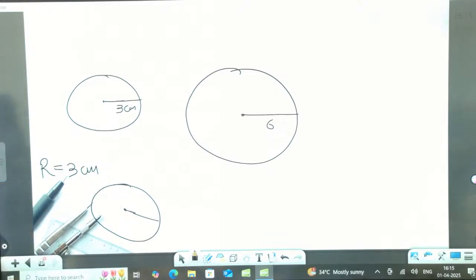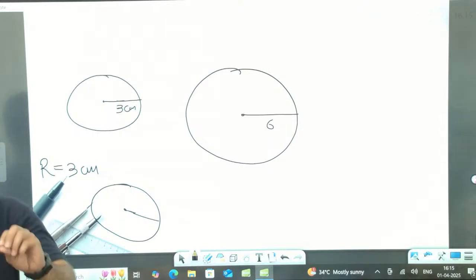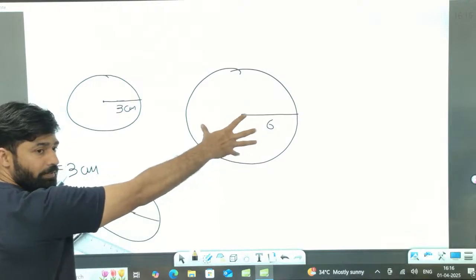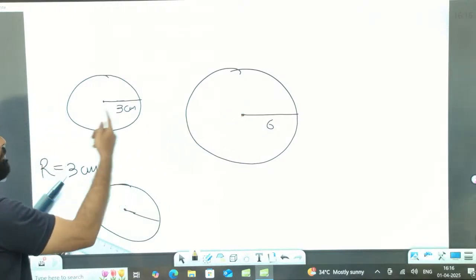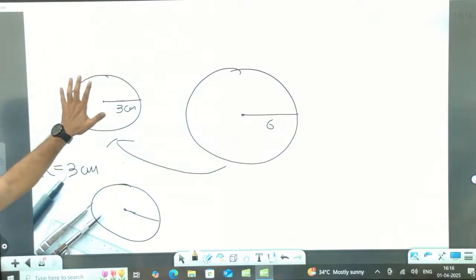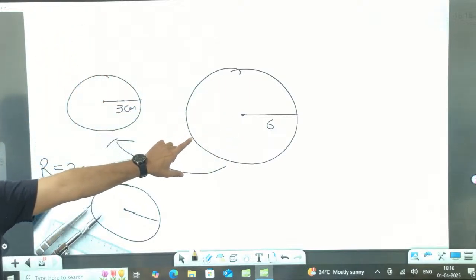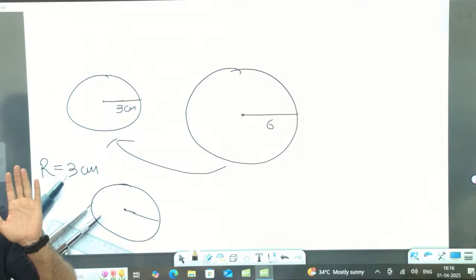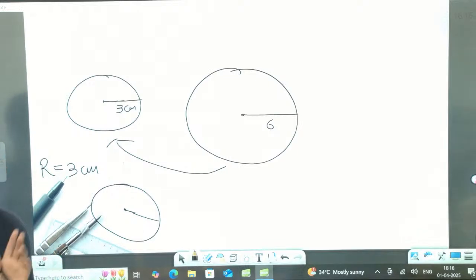Now just try to learn the concept with the help of mobile phones. Like we have zoom in and zoom out options in mobiles. If you want to see a photo, you can zoom in and zoom out. If I minimize this, at some point the radius will be 3 centimeters, and at that point it can be placed on this circle. So these two circles are similar but not congruent. Getting it?